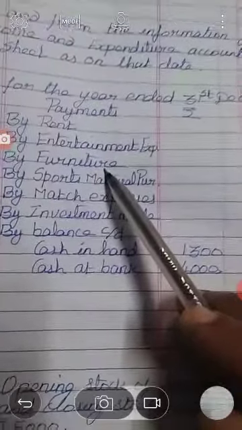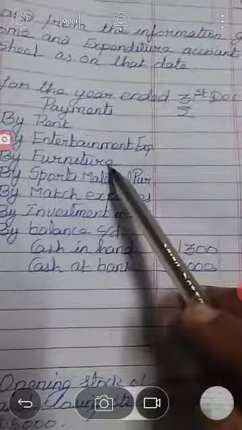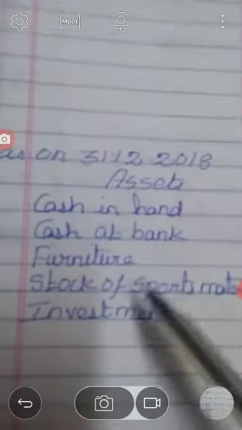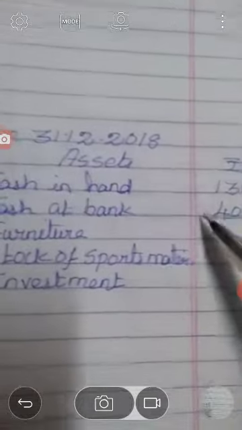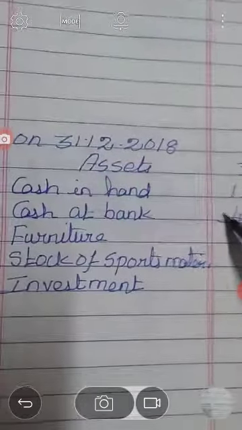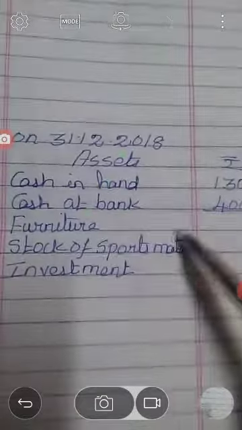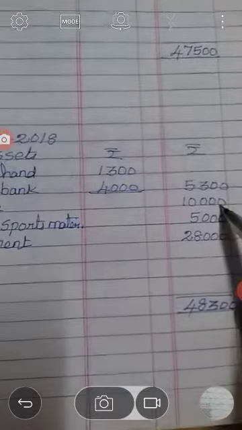Now furniture is an asset. So it is a capital payment. It should be shown on the balance sheet. This 10,000. So on the balance sheet, furniture, you have to leave two more lines for writing the cash in hand and bank, the closing cash and bank. Then furniture 10,000.